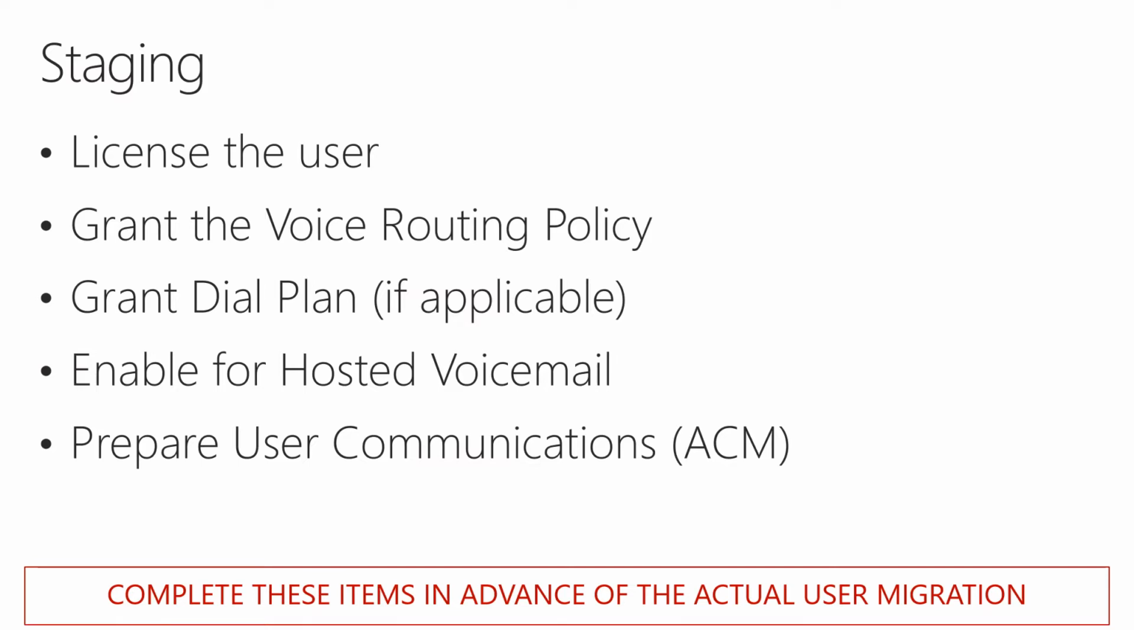Now I'm going to cover these in a little bit more detail as we go, but essentially, to summarize staging, we want to make sure that we've applied the appropriate licenses to the user, granted their appropriate voice routing policies for the direct routing environment. If applicable, we've granted them their associated dial plan that they may need to use. We have verified or gone ahead and enabled them for hosted voicemail. And we've prepared our user communications, our adoption change management strategy for these users.